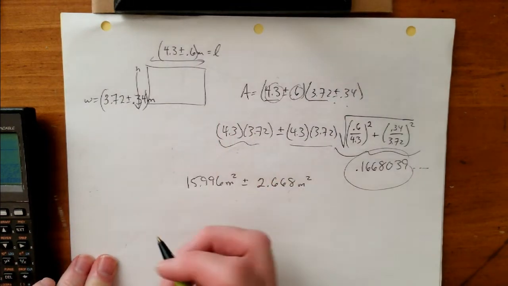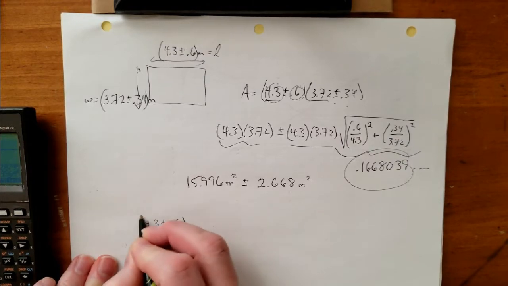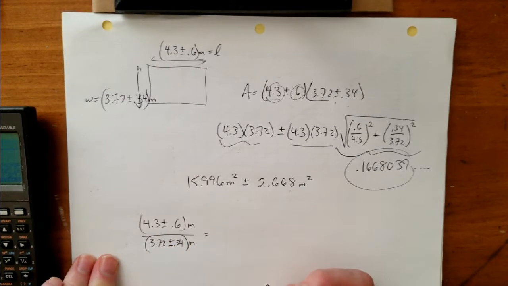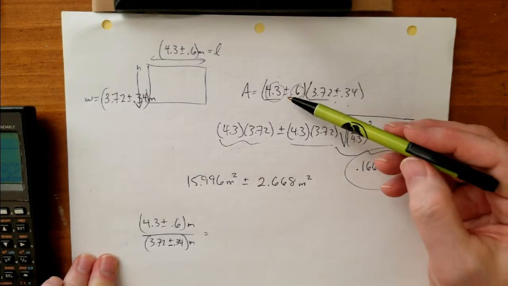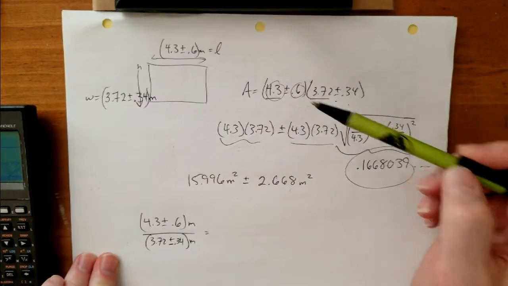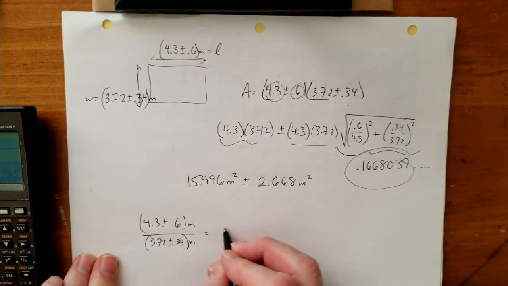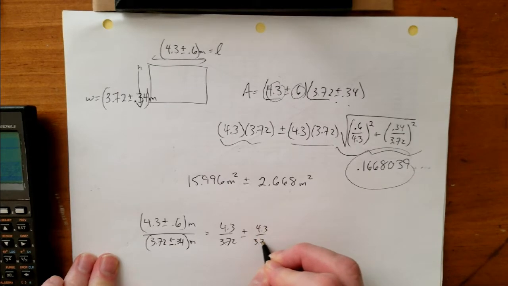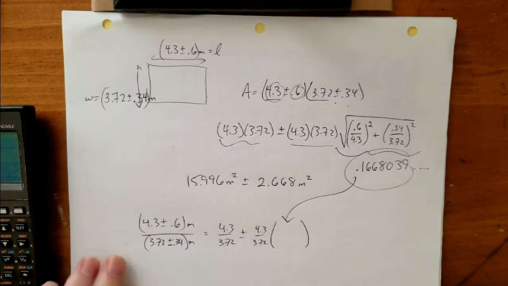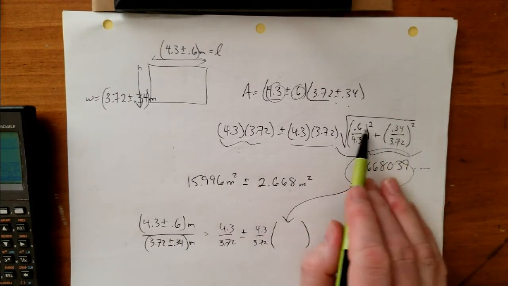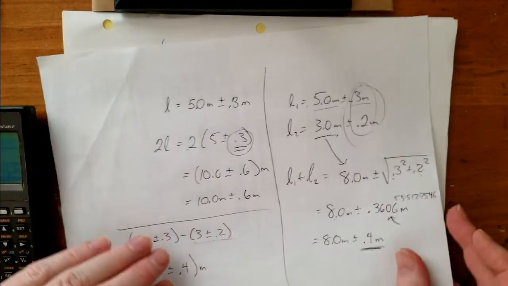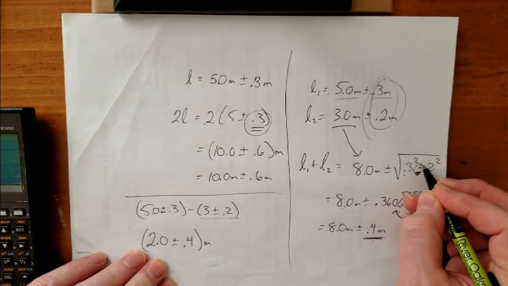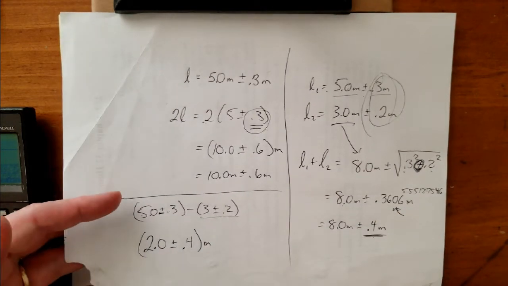Now, if I wanted to do a division of 4.3 plus or minus 0.6 meters divided by 3.72 plus or minus 0.34 meters. A comment earlier, I talked about the fact that these are not necessarily the same units, and recognize in this case they are the same units, but they are not necessarily going to be the same units. So when I'm dividing, I've got 4.3 over 3.72 plus or minus that same ratio, 4.3 over 3.72, times the relative uncertainties added in quadrature. Just because we're dividing here doesn't mean that we're doing anything different. Similar to when we added and subtracted, it's still a plus sign under the radical.